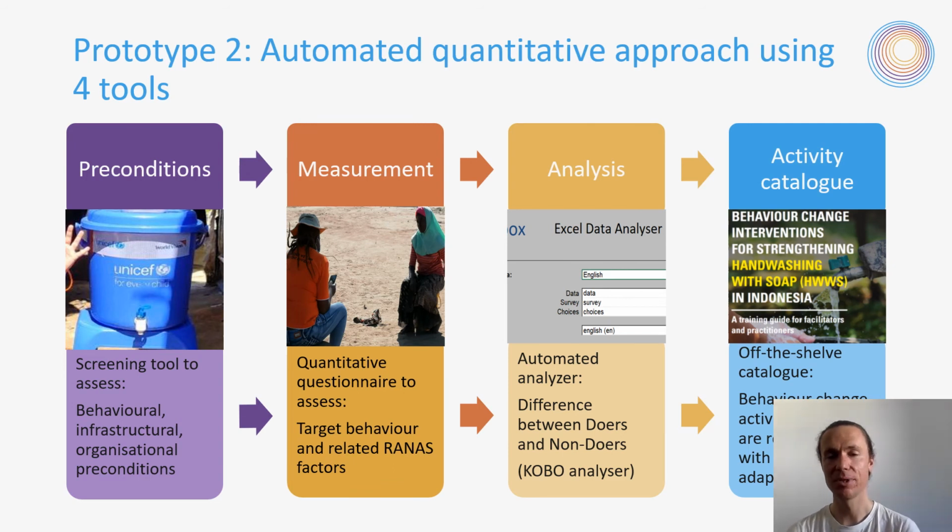And now, depending on the results of this analysis and the behavioral factors that have come out, we will use an activity catalog with off-the-shelf activities for all Ranas factors, and we would select those activities which match the behavioral factors that have come out of the analysis step. So thereby, we would reduce the workload a lot, because there would be no sophisticated design required and no skills for data analysis, and at the same time maintain the population tailoring and data-driven approach.